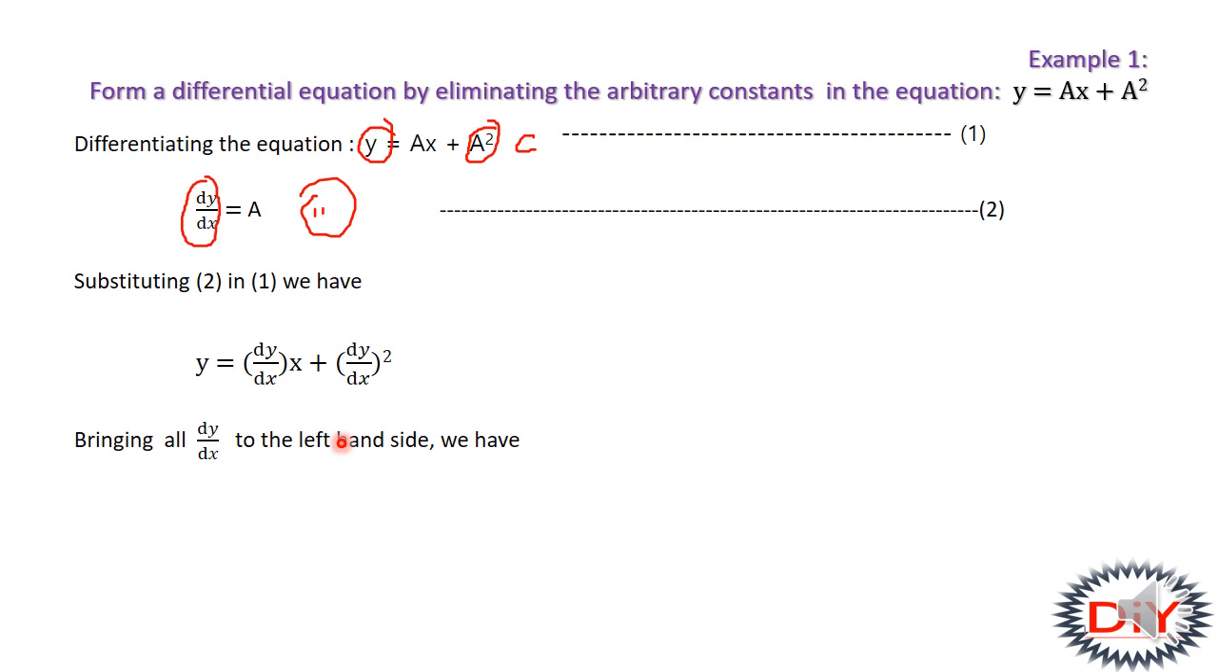Now we have to collect like terms to make our work more organized. Let's choose to pack everything with dy/dx on the left hand side and bring the y to the right hand side. Doing some collecting of like terms, we are going to have (dy/dx) squared plus x dy/dx minus y, which is equal to 0. And this is going to be our final answer. If you bring y here, y is going to change to minus, which is then equal to 0.